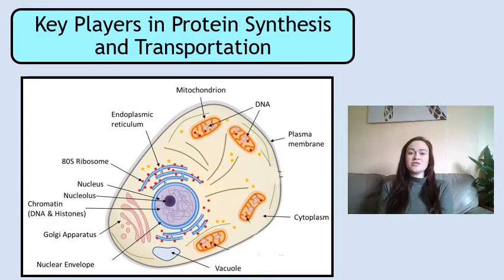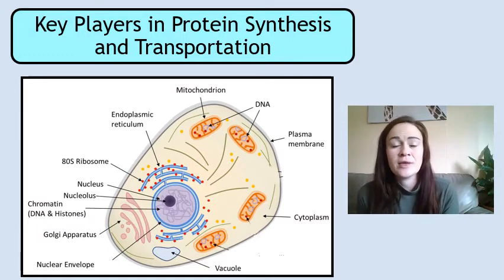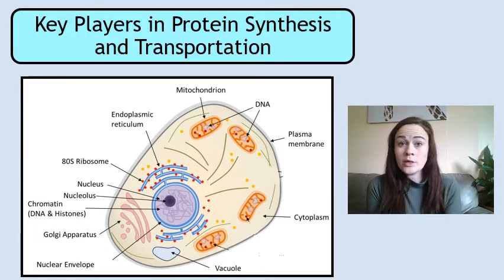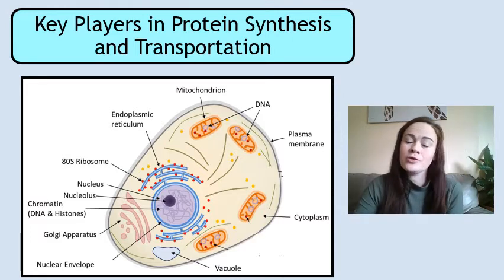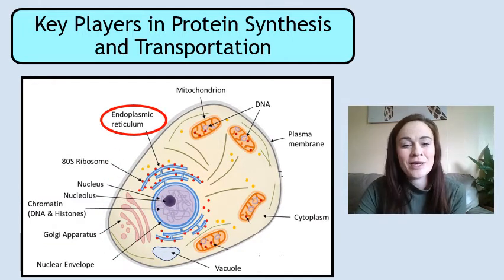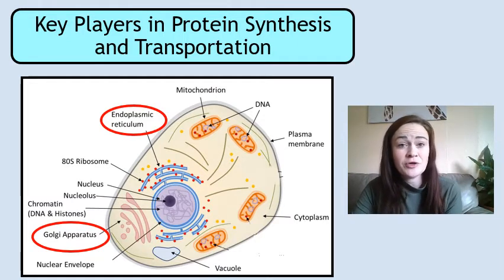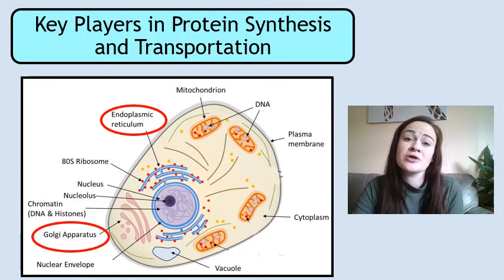Now, key players in protein synthesis and transportation. From S1 to S2 up to Higher, you will have looked at the cell structures of a cell. We have not mentioned two important ones, endoplasmic reticulum and the Golgi apparatus. We'll be looking at both of those just now. First, we're going to learn a bit about the actual key players before we learn about their roles.